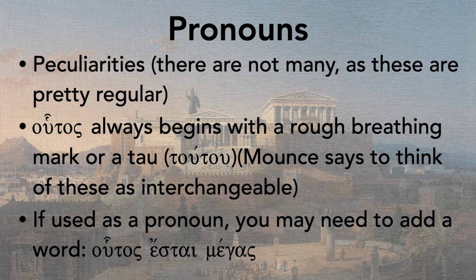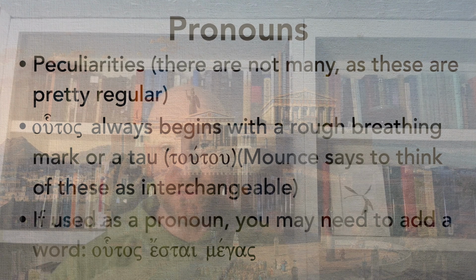Houtos always begins with a rough breathing mark or a tau. We mentioned that before. Houtos or touto as two examples. Mounce, in the book, if you're reading the chapter, you'll notice that he says to think of these as interchangeable, okay? I don't know if that's helpful for you or not, but just as those letters kind of relate to each other, rough breathing and tau, you can maybe think of those as interchangeable. And if that's true, essentially we have the same idea starting each of these words. That's never been the most helpful fact in the world to me, but something to keep in mind.